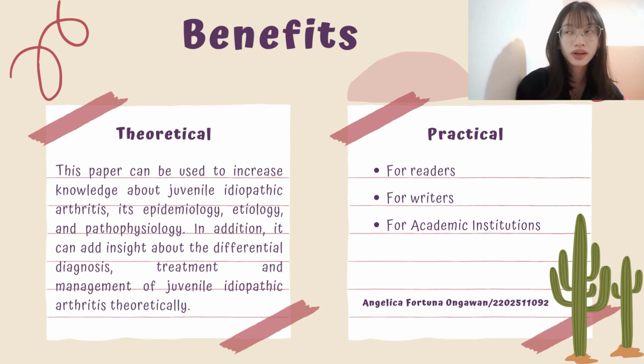There is also a practical benefit. For readers, this paper is a source of information regarding juvenile idiopathic arthritis. For writers, it increases experience and knowledge in writing scientific works. For academic institutions, it can be used as a reference to develop knowledge about juvenile idiopathic arthritis.